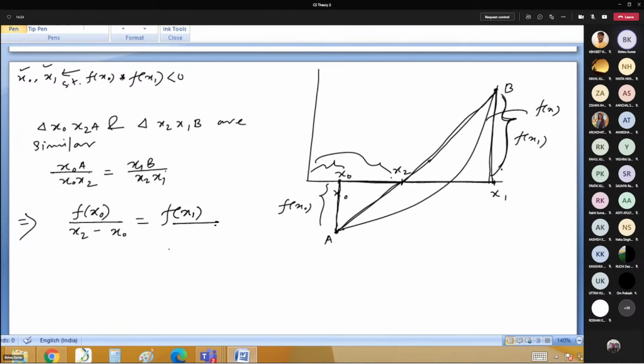You should tell me if you have trouble understanding. Okay. And x2 to x1, what is the distance? It is x1 minus x2. Now tell me, this comparison will be equal, for similar triangles, we have done the right things here.